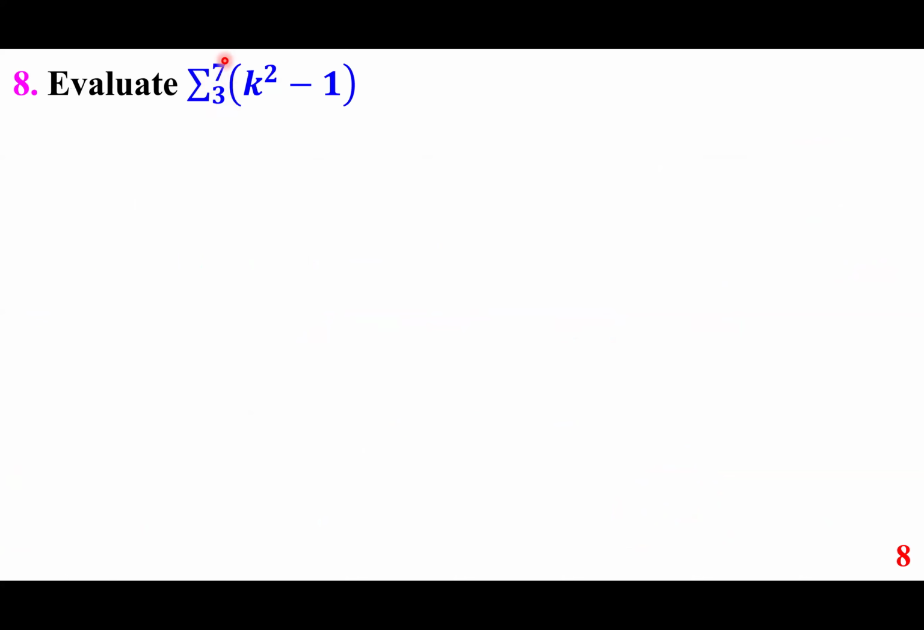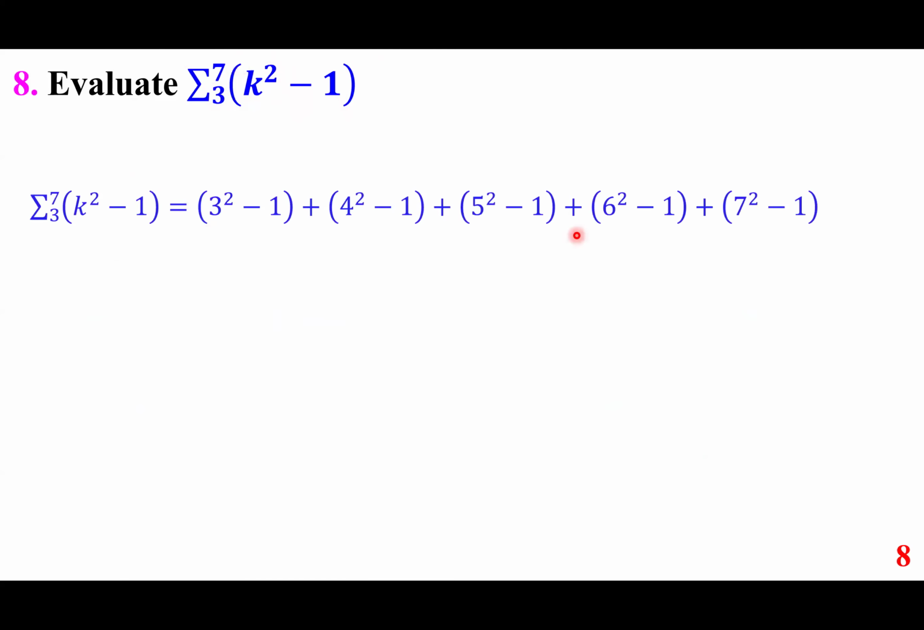Evaluate the summation from 3 to 7 of k squared minus 1. And what it means is just start with the lower limit 3. So you get 3 squared minus 1. The next one, 4 squared minus 1, 5 squared minus 1, and all the way to 7, and add them up. So the meaning of this is this. Start with the lower limit, 3 squared minus 1, 4 squared, all the way to the last one.